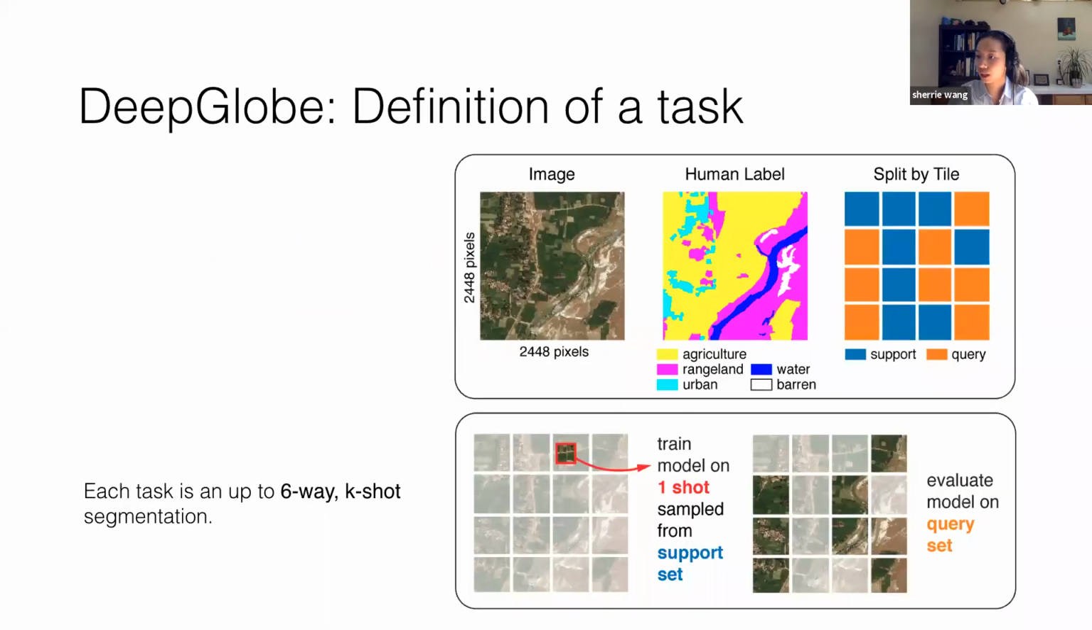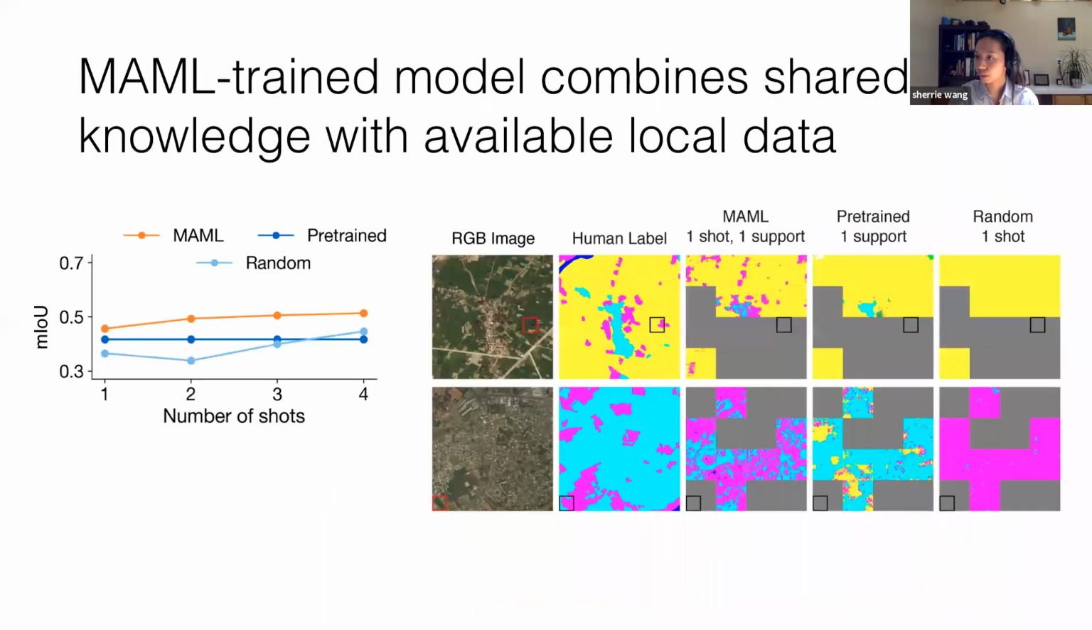Let me just mention that each task can be up to 6 ways because this dataset contains 6 land cover classes, which include agriculture, rangeland, water, urban, barren, and I think there's a 6th one as well. When we run these experiments, what we find again is that MAML is able to do better than pre-training and a model that's initialized randomly.